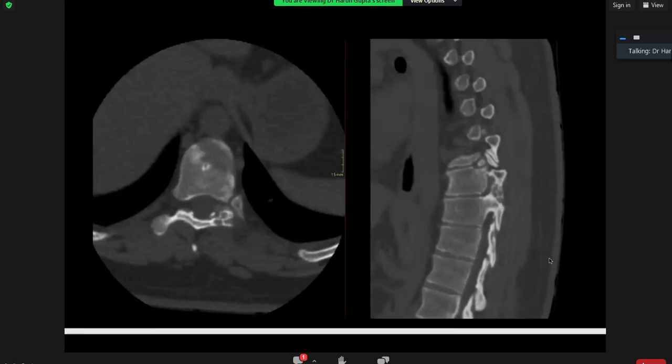So this is the abnormality on the facet joint. Let's look at the pointer. Yeah, that's the CT scan. There is marked abnormality at the facet joint, and something there possibly in the foraminal region.